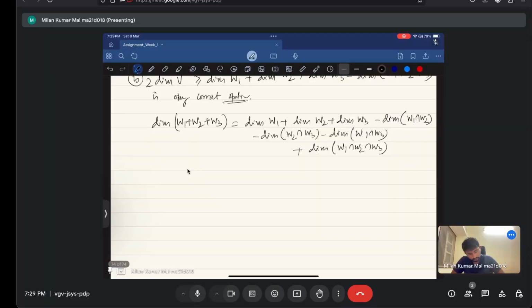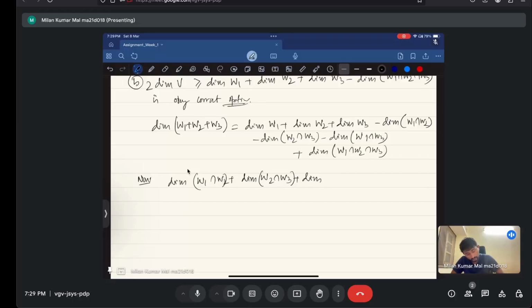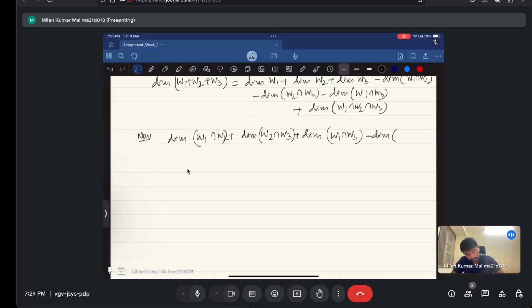Now, dimension of W1 intersection W2 plus dimension of W2 intersection W3 plus dimension of W1 intersection W3, this one minus dimension of W1 intersection W2 intersection W3, that must be less than or equal to dimension of V. That is for sure, because W1 intersection W2 intersection W3 is contained in V, this is the case. Okay, just one minute.